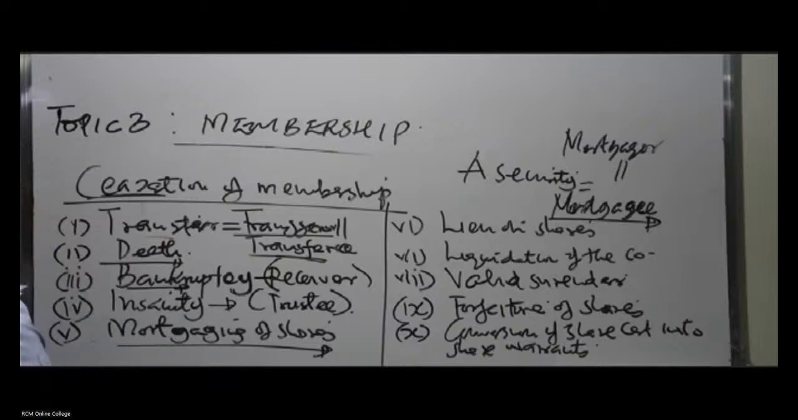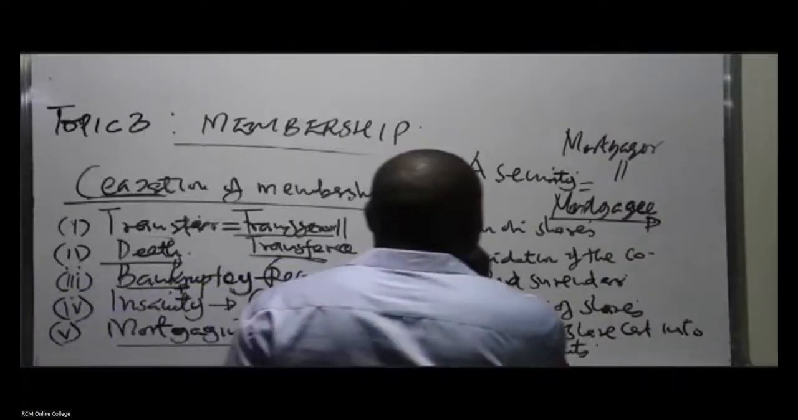He will likely lose membership of the company. So that's what happens under mortgaging. Then we have lien on shares.